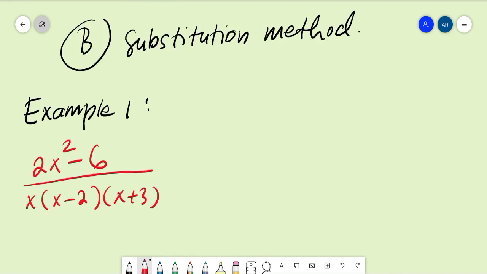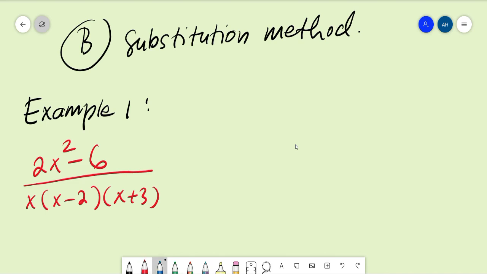Now let's continue by explaining the second method that we can use to do partial fraction decomposition for type 1, that is when we have linear factors like this. So this is our example number 1, that is 2x squared minus 6 over x multiplied by x minus 2 multiplied by x plus 3. At the denominator we have distinct linear factors. Therefore, this whole expression is of type 1.